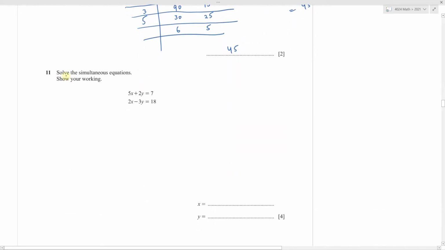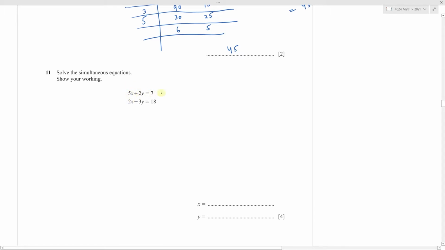Question number 11 is solve the simultaneous equations and show your working. So I will use the elimination method to solve these simultaneous equations. I'll try to eliminate the variable x. So I have 5x here and 2x here. So I want to make the coefficients the same so that I can subtract the two equations from each other and eliminate this variable x.